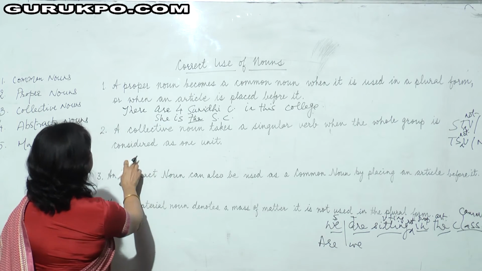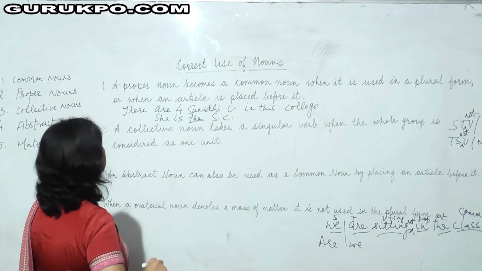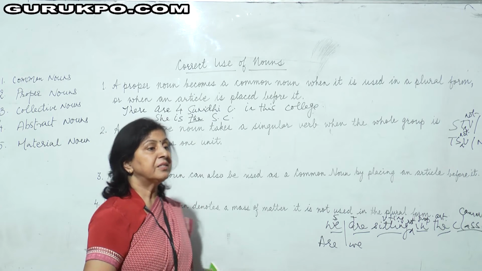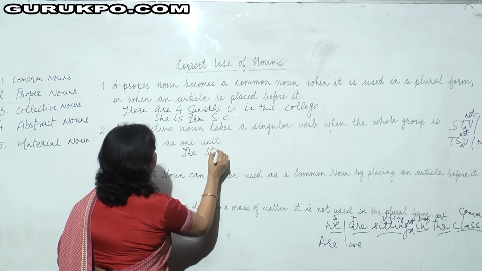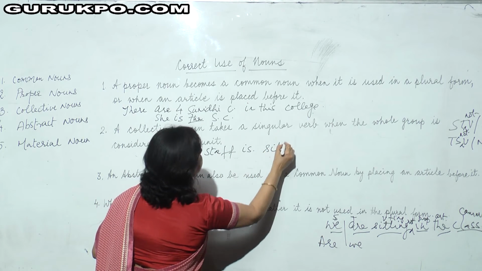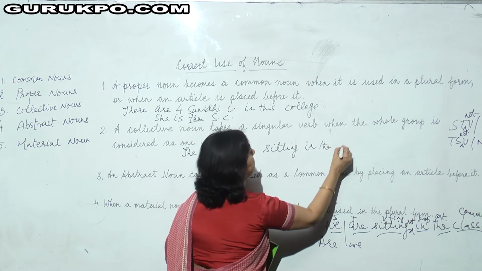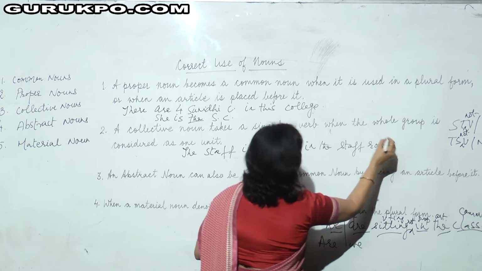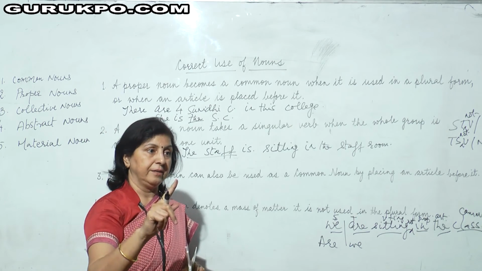Now another rule says a collective noun takes a singular verb when the whole group is considered as one unit. Okay, the staff is sitting in the staff room. The staff is. Now the verb is, the staff is sitting in the staff room. Okay, now here we are considering the staff as one whole unit.